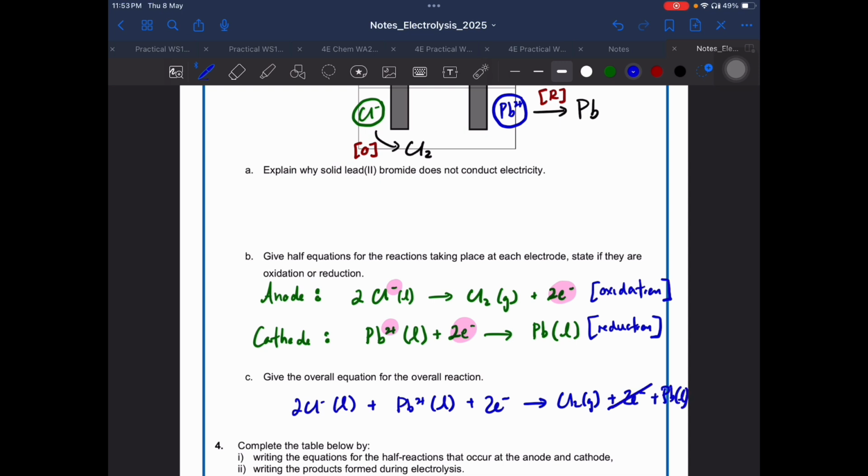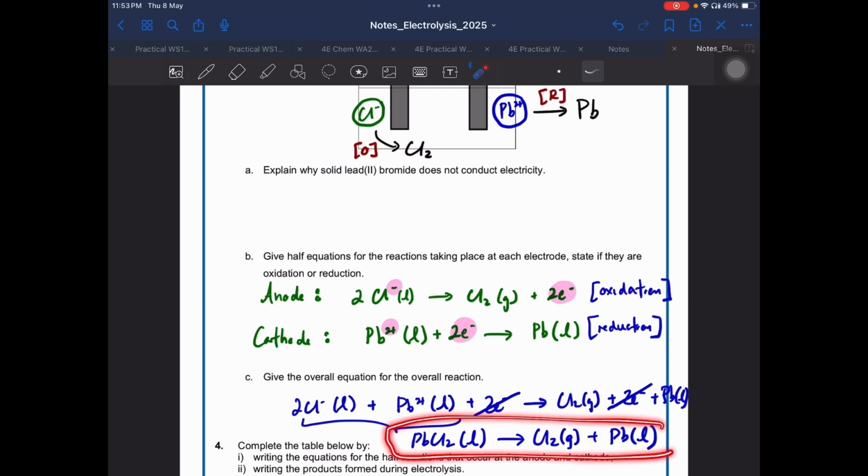So the electrons are being cancelled, and you look at the remaining things, you realize that, hey, this is actually your PbCl2, lead 2 chloride in liquid form, and in the electrolysis, it actually forms chlorine gas plus lead as a liquid metal. So in this whole answer here, this is the overall equation for what happened. The lead 2 chloride was decomposed to form chlorine and form lead, hence electrolysis.